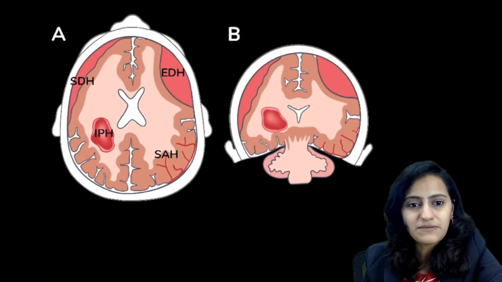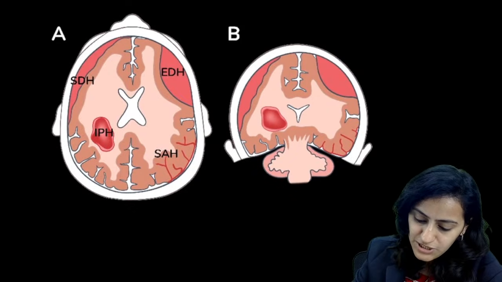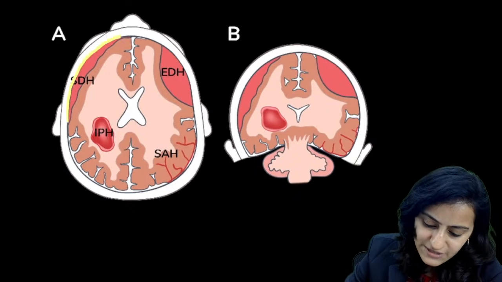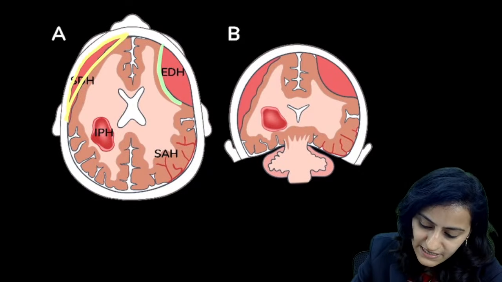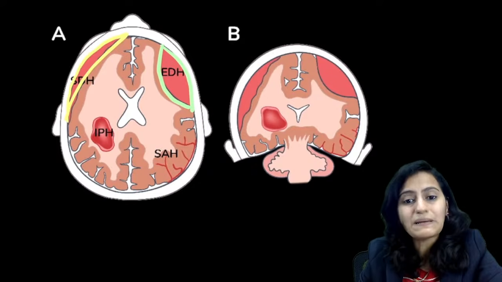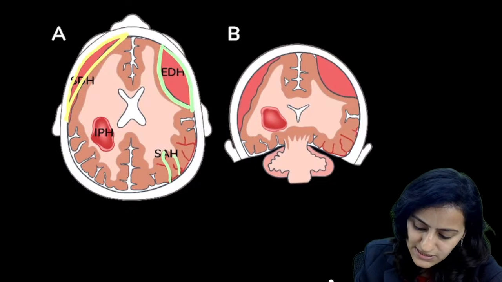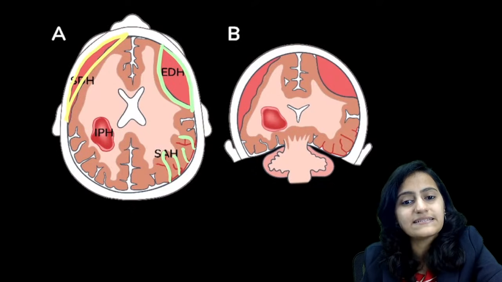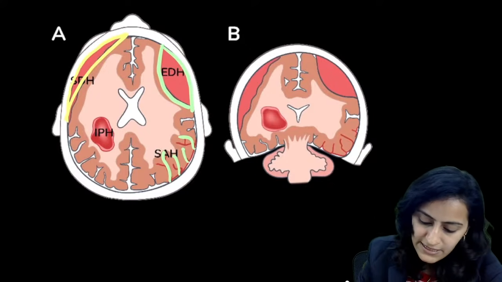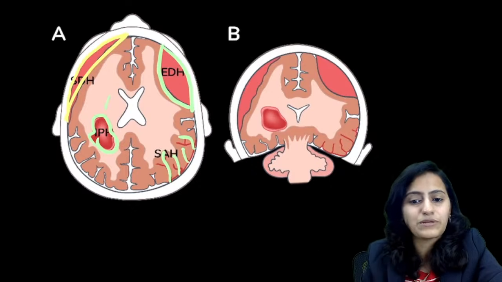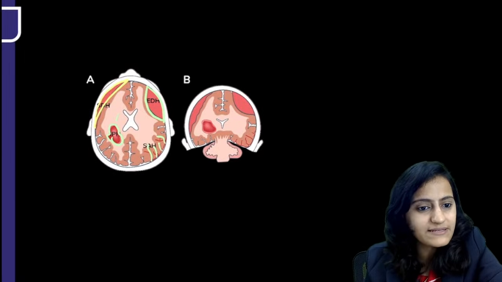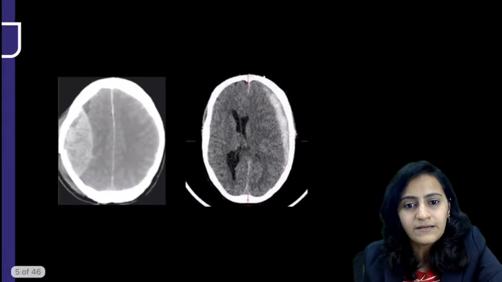Going on to the next image, showing the various types of hemorrhages. So what do we have? SDH is sickle shape, that is crescent shape. Then we have EDH, which is biconvex shape, lens shape. And SAH is in the sulcal spaces. And intraparenchymal hemorrhage is right in the center of the brain, surrounded by brain. So these are the various hemorrhages that we have.